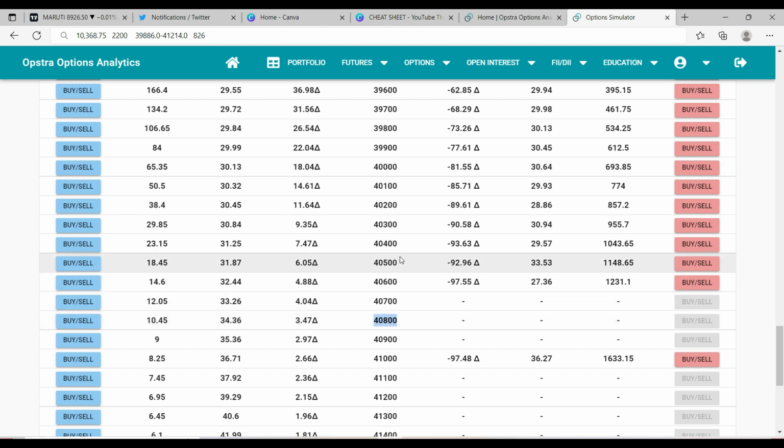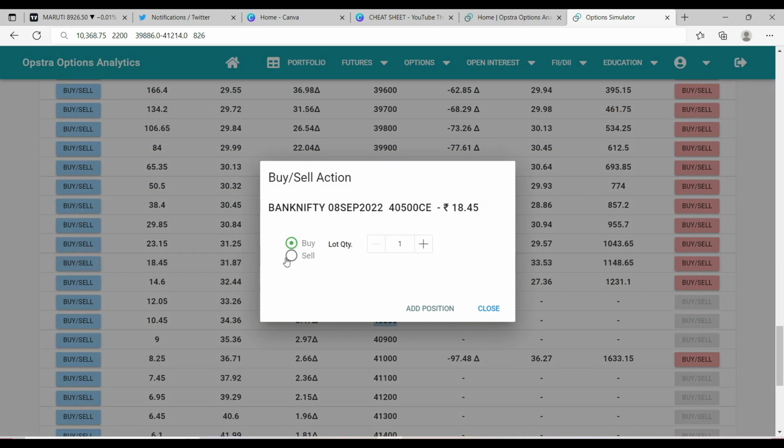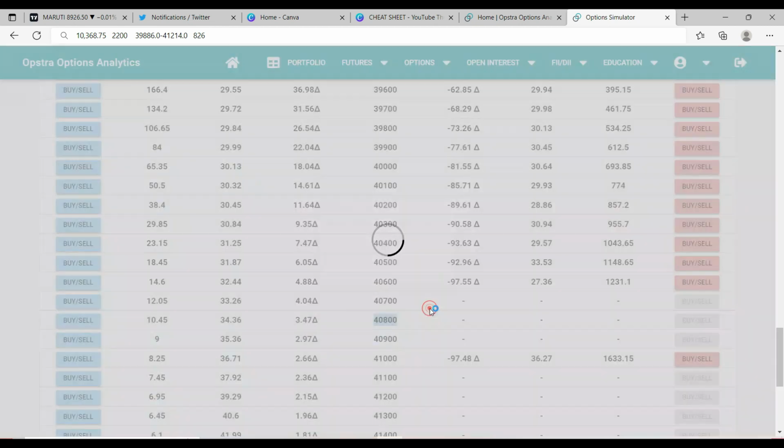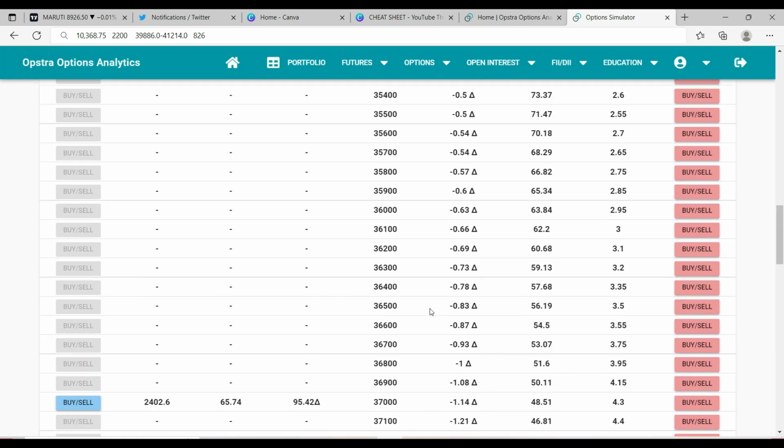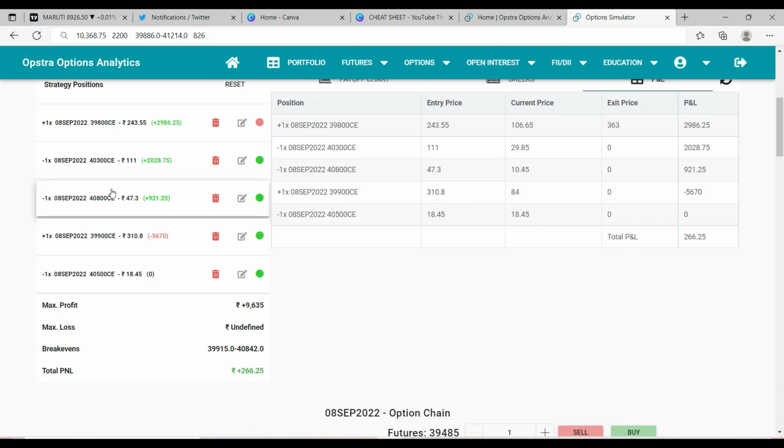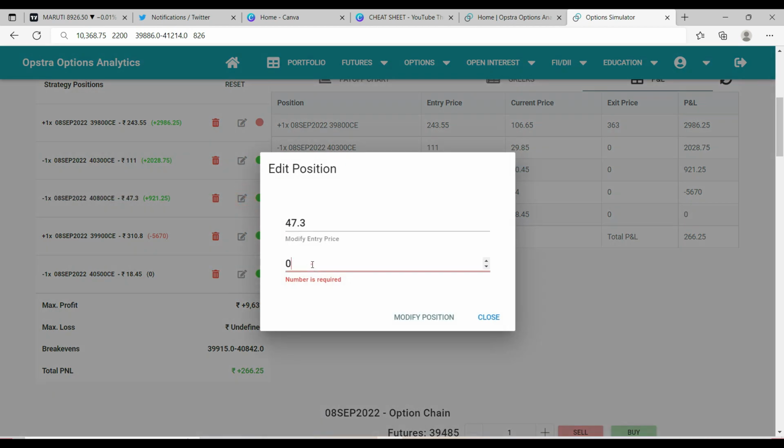40,800 and 40,500, so you have a 300 spread. How much debit are you giving? This is 18 and this is 10. So you are giving just 7 or 8 rupees of debit. Okay, let me sell this. Now I'll exit that 40,800. What is 40,800 trading at? 10.45. If you're not able to understand, friend, pause the video and rewind it.